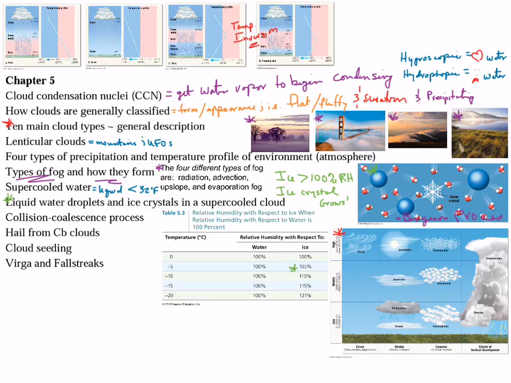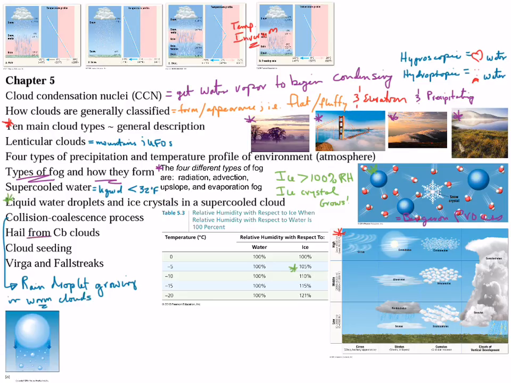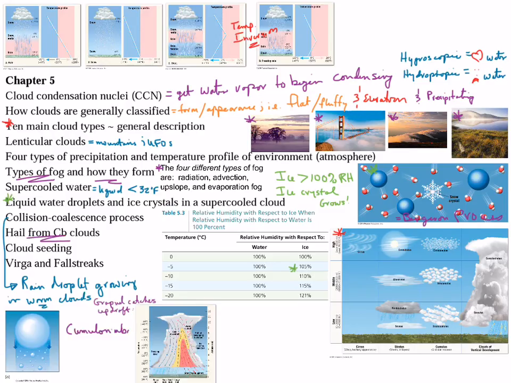And collision coalescence happens in warm clouds. Basically, a big one collides with little ones because it's going faster, and it gets bigger. Yep, that's collision coalescence. And then I can see it went on to the next one.